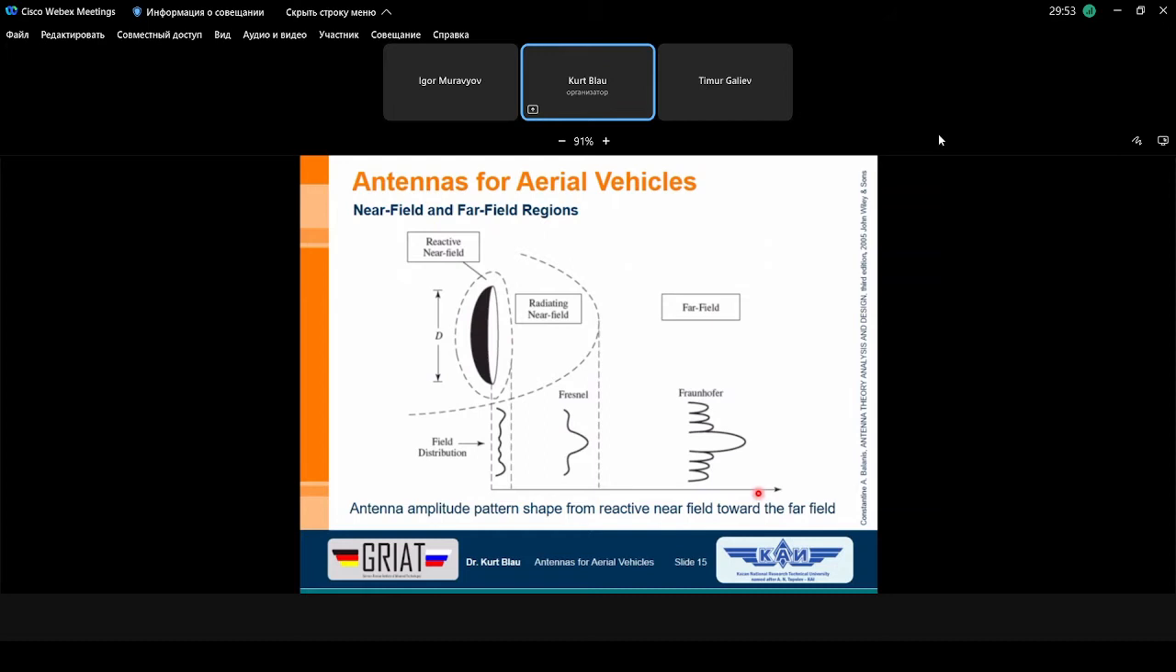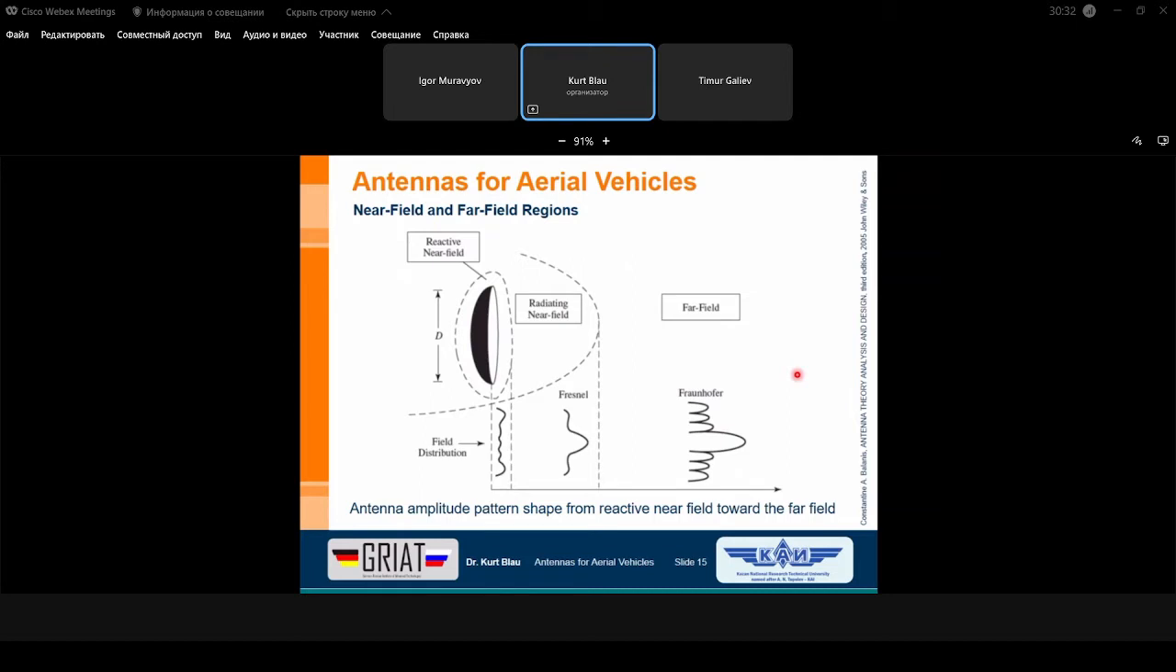This is another look at this problem of field distribution near, for instance, a dish antenna, and then in the Fresnel region. This is here, this area. You can see the pattern a little bit more detectable. And here we can measure at a large distance from the antenna, meaning in the far field, the Fraunhofer region.